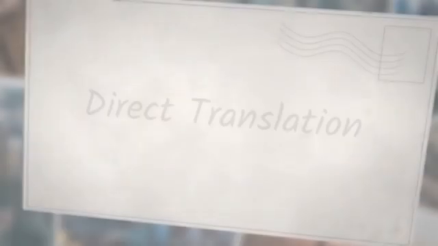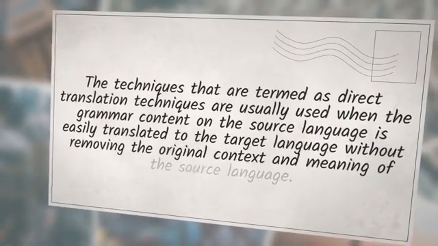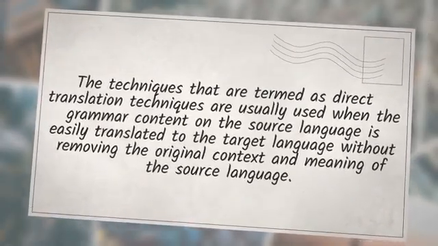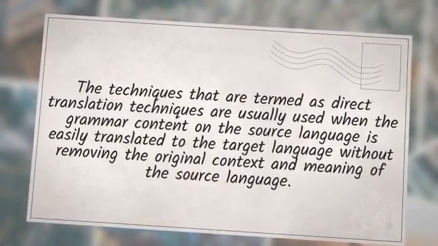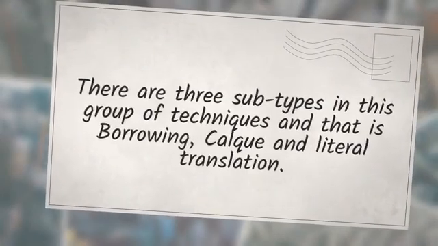Direct translation techniques. The techniques that are termed as direct translation techniques are usually used when the grammar content of the source language is easily translated to the target language without removing the original context and meaning of the source language. There are three subtypes in this group of techniques, and that is borrowing, calque, and literal translation. We will look at them below.